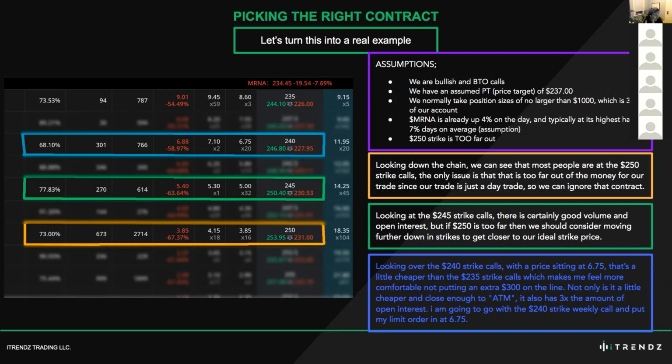So hopefully this example kind of makes sense. I know it's a little bit more advanced than where we just jumped from what options are into this example, but hopefully this does make sense.